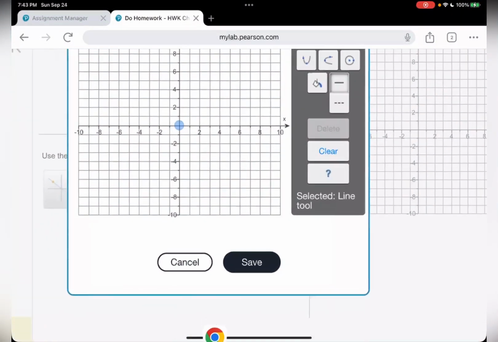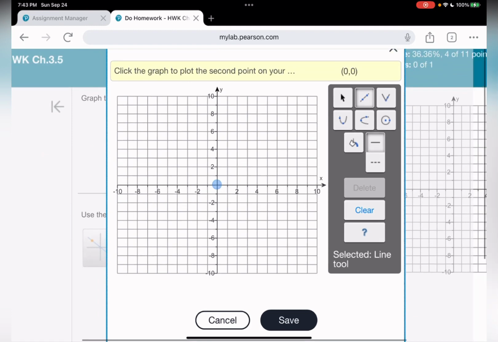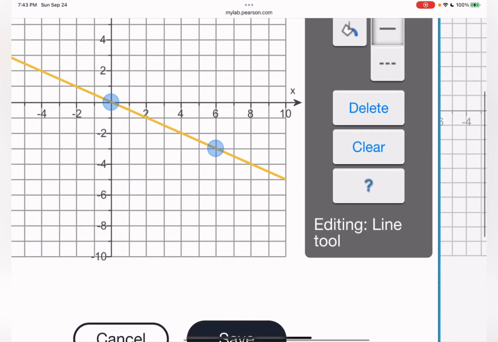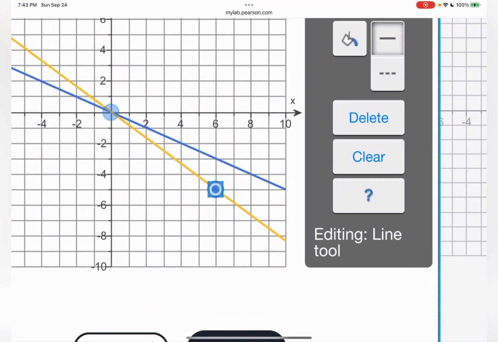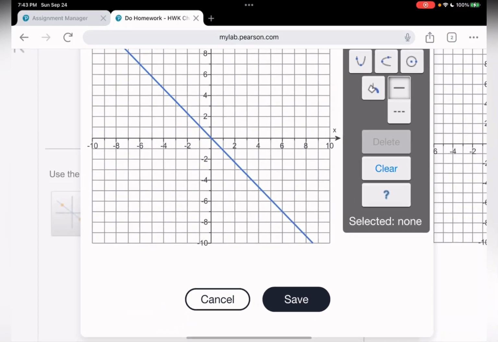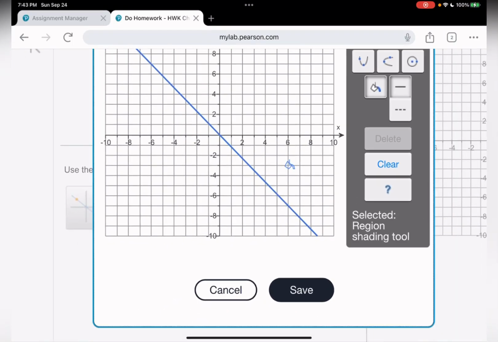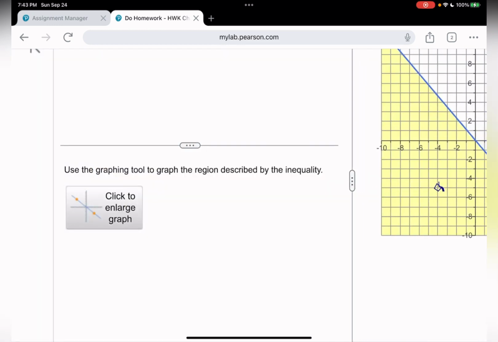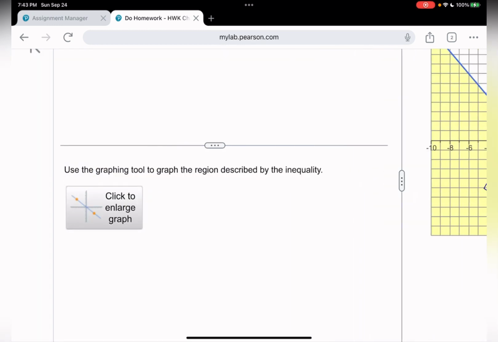This is my y: 6 and negative 7. There we go. Saving. And if you test it, it's going to be this side. You already know how to test, right?